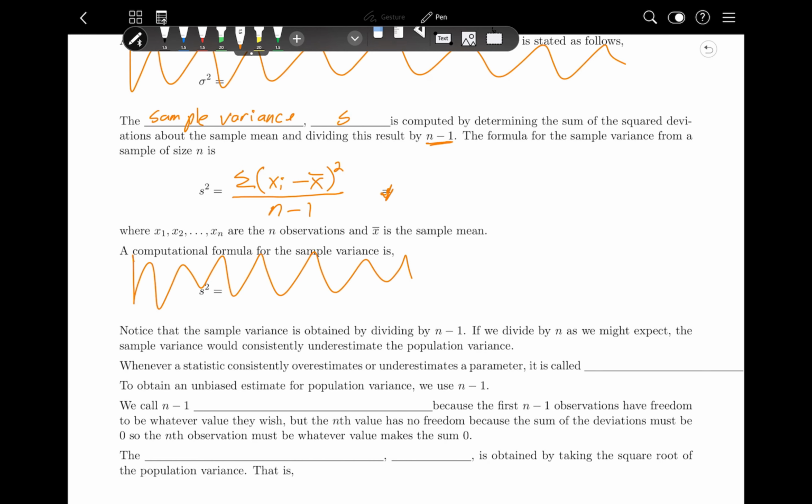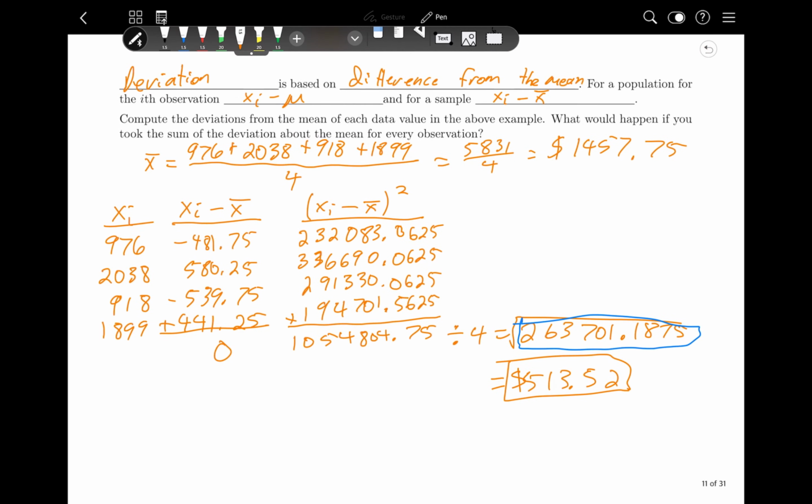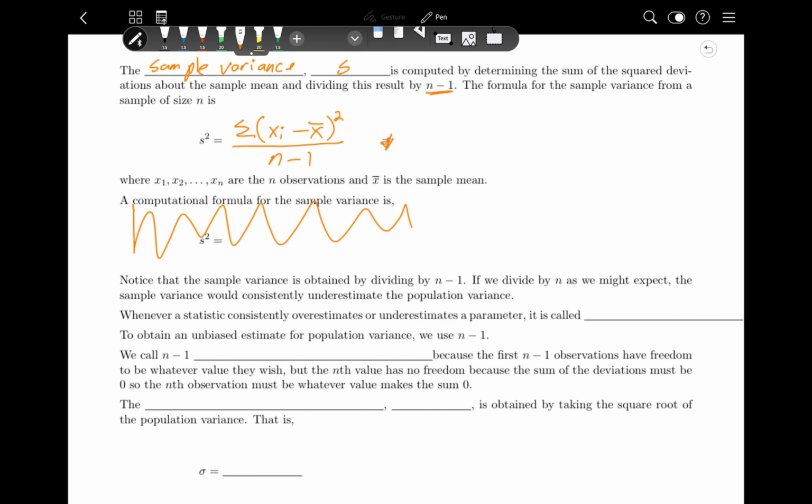As you may have noticed when we were doing this example together, this took a while. And we only had 4 data values. So what are you going to do if you have 200 data values? You're not going to do this all by hand. So we'll look in a minute at how to do this using technology.